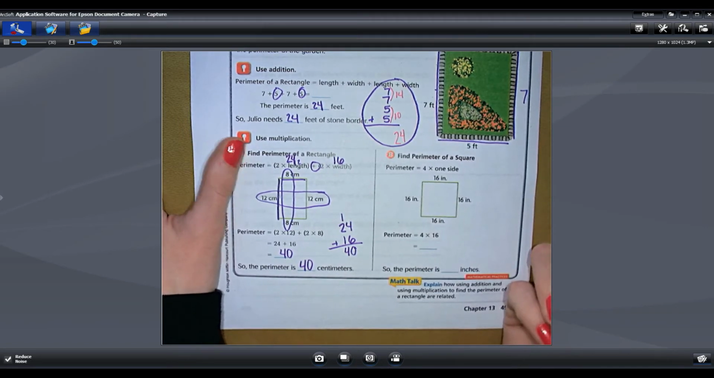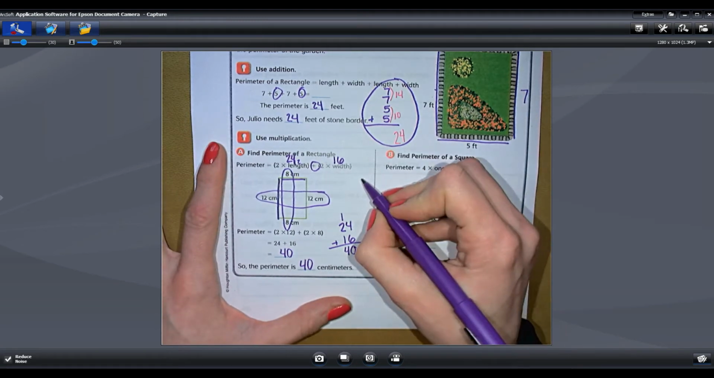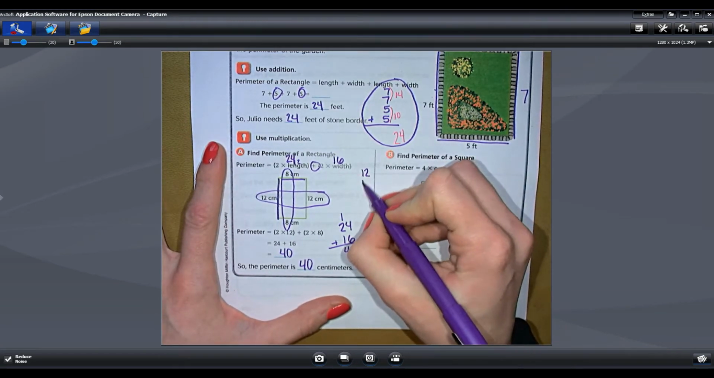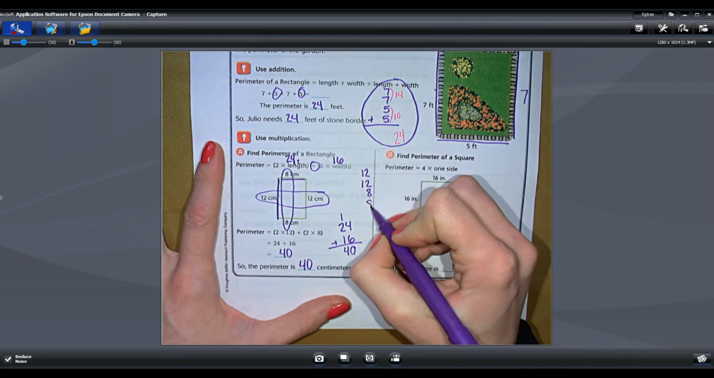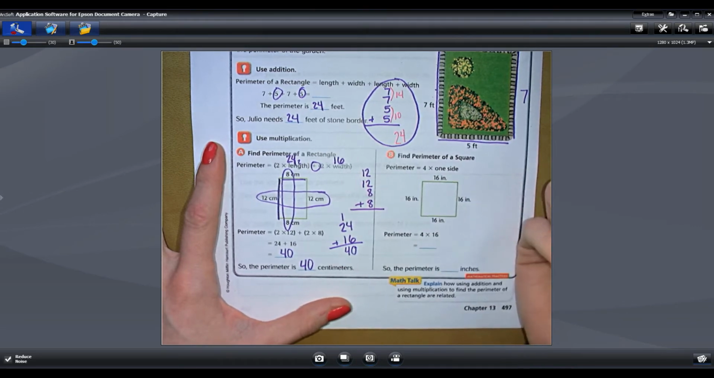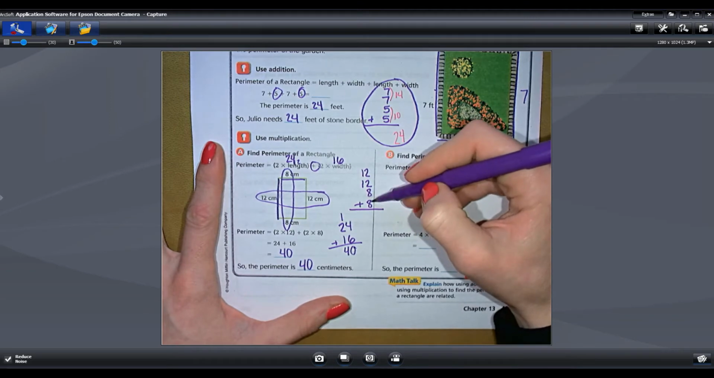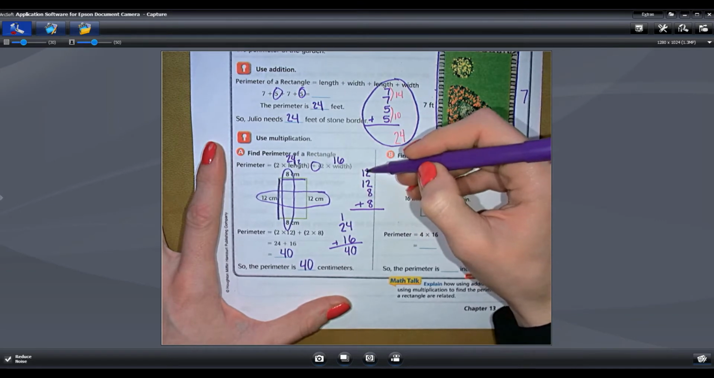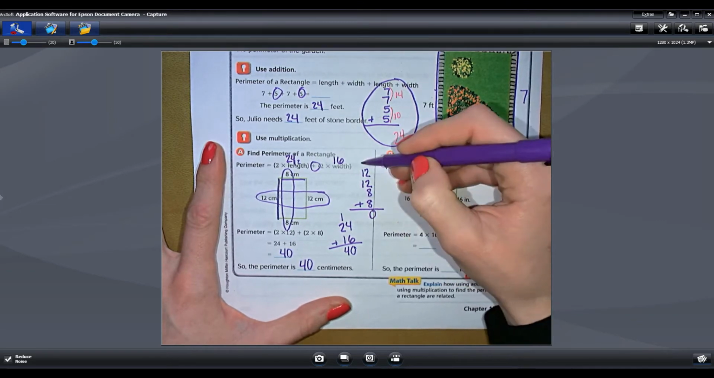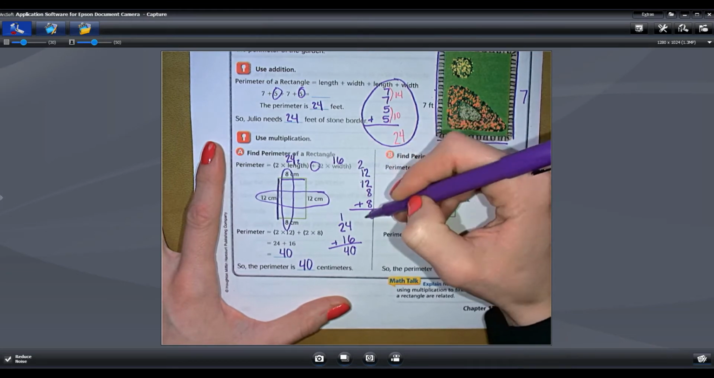Again, the easiest way, the way that will always work, is to just do 12 plus 12 plus 8 plus 8. Okay, that will always work. Okay, 8 plus 8 is 16, 17, 18, 19, 20. 0 stays, 2 goes up, 2, 3, 4.